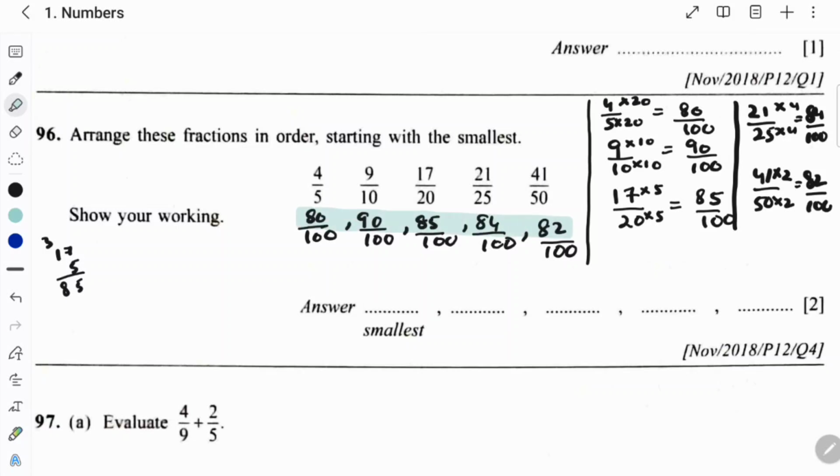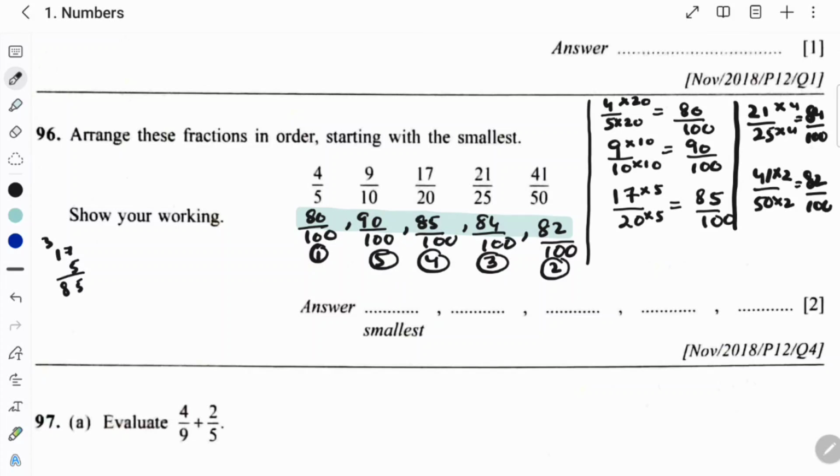Now we are comparing the numerators. The first one is 80, then 82, then 84, then 85, and the largest is 90. We just compare the numerators whenever we make the denominators equal.